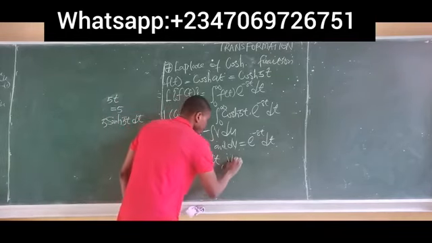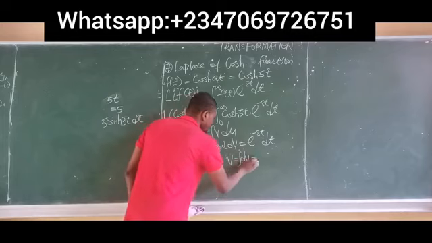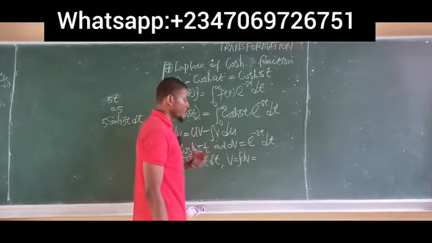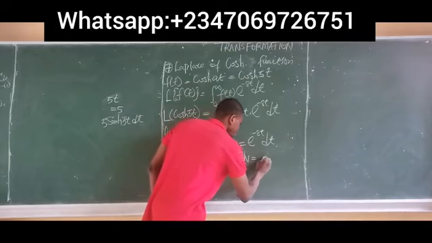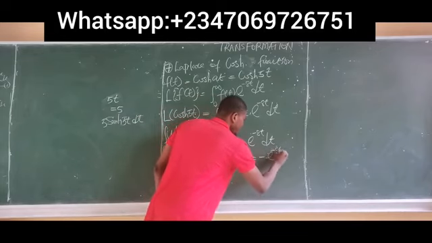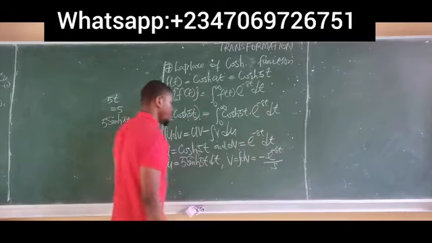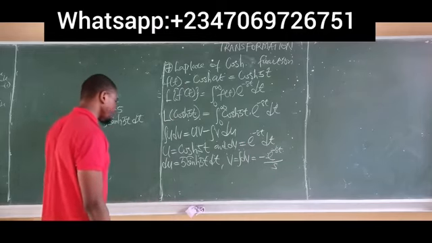This simply gives me the du. And v is obtained by what? Integrating the dv, which means integrate this function. We've done this earlier. The value remains minus exponential minus st all over s. So we simply have this.